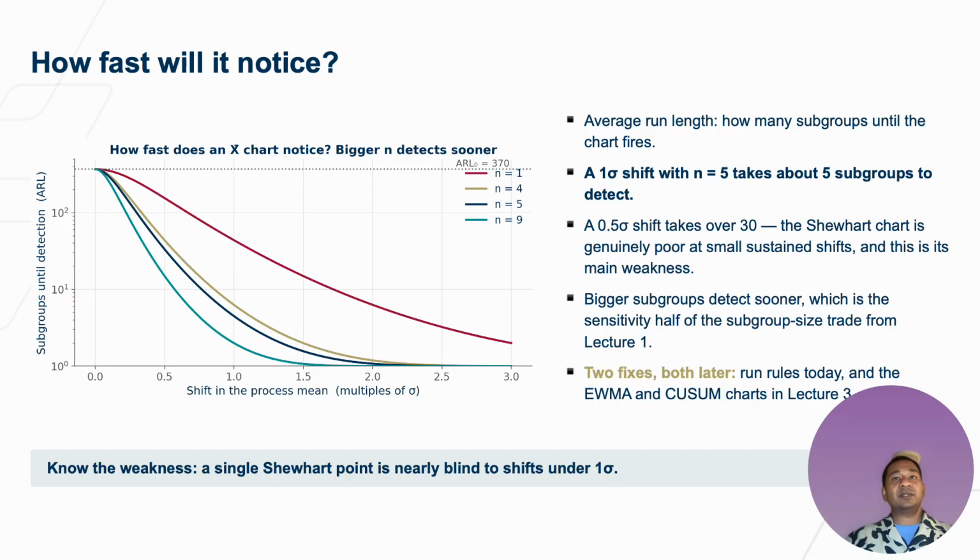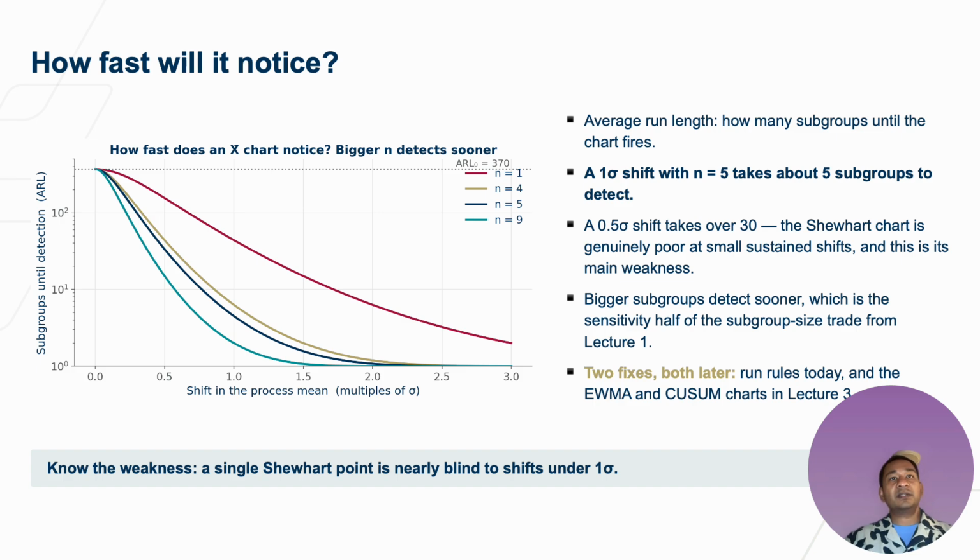How fast will it actually notice? Average run length: the number of subgroups until the chart fires. With n equals 5, a 1 sigma shift takes about 5 subgroups to detect. That is reasonable. A half sigma shift takes over 30, and that is bad. If you chart daily, a half sigma shift runs for a month before the chart says anything.